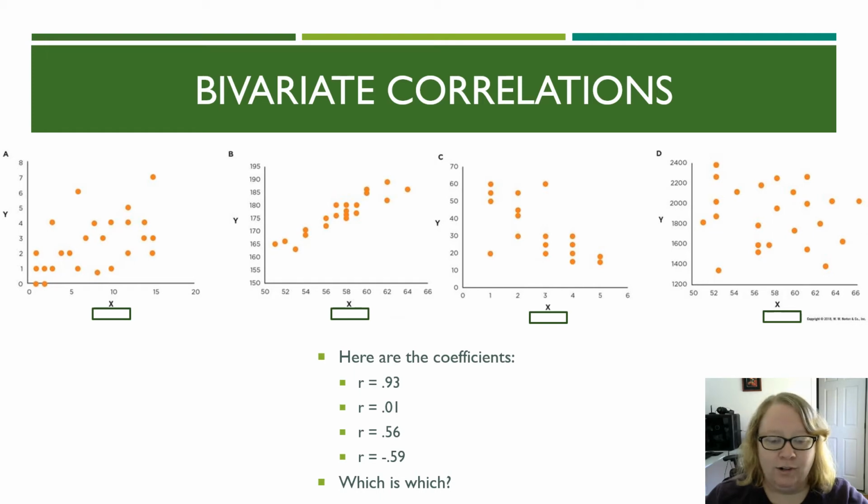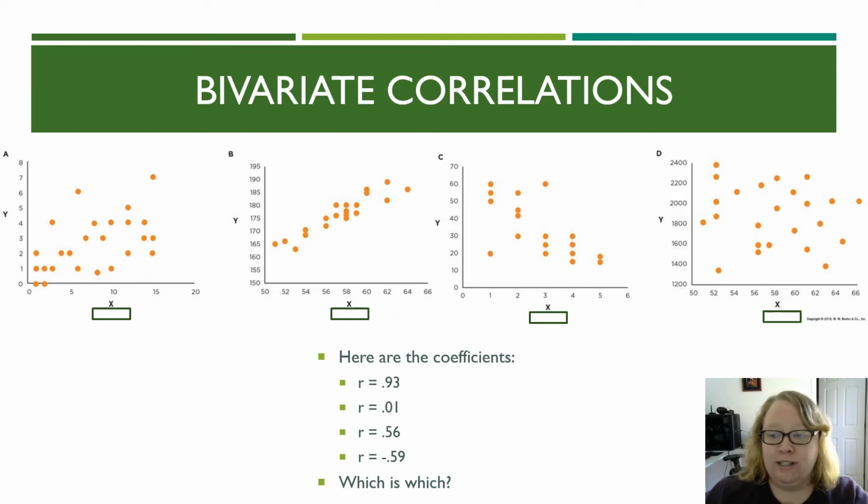All right, so if we look at the first correlation, R equals 0.93, that would be a strong correlation. It's almost the perfect one, right? And it's positive, so as x goes up, so does y. The best fit for that would be B, because those dots are very close together, right, in that positive correlation.